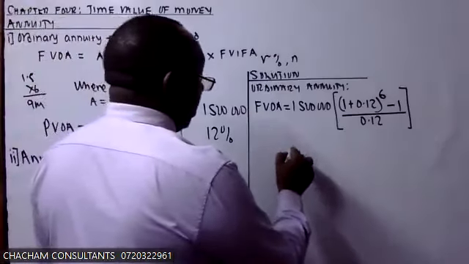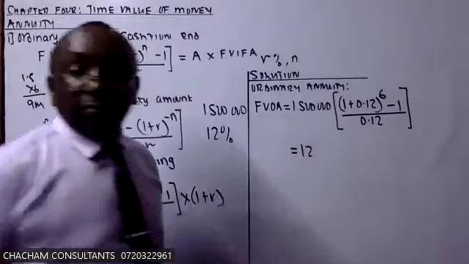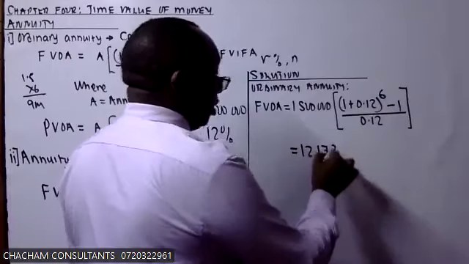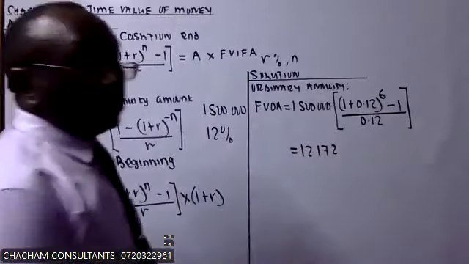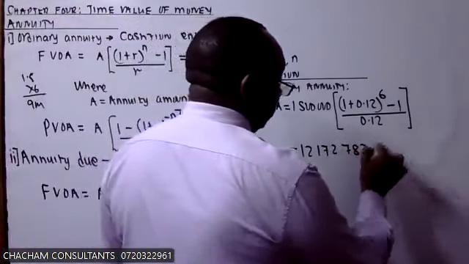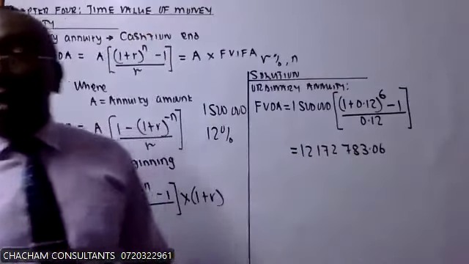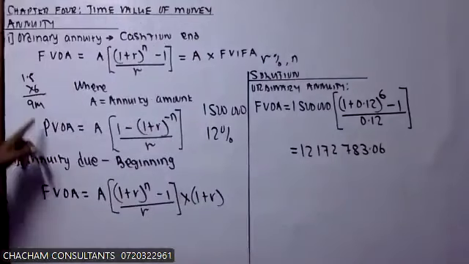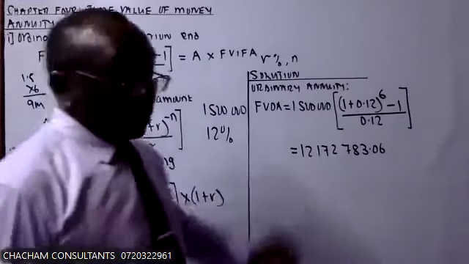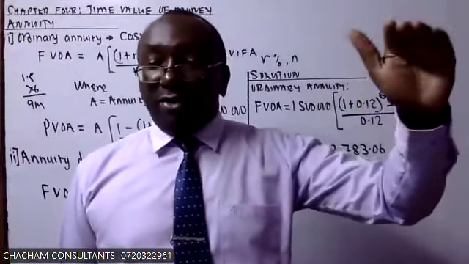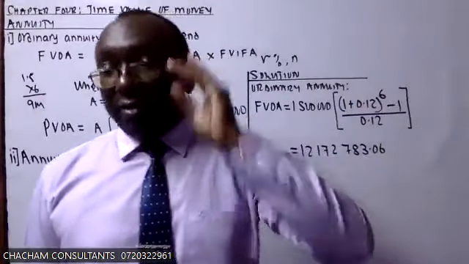So the same answer is 12,172,783.06. Yeah, so you can see now because of the time value factor, badala ya kupata ile 9 million alikuwa ameweka, atapata ikiwa 12. Imepanda because the value will have changed.